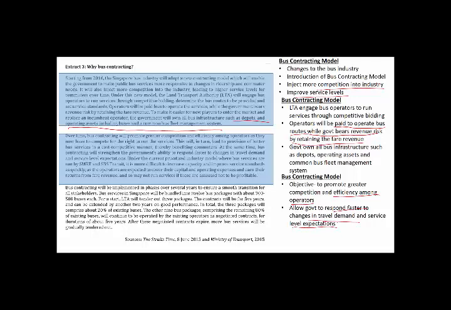All right, I have a video later which I'll share with you to tell you more about this new model of bus contracting. All right, and here is the video, and you can see how this bus contracting model is done.